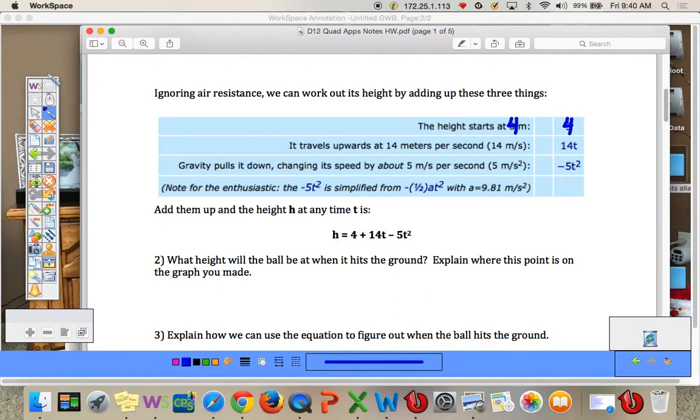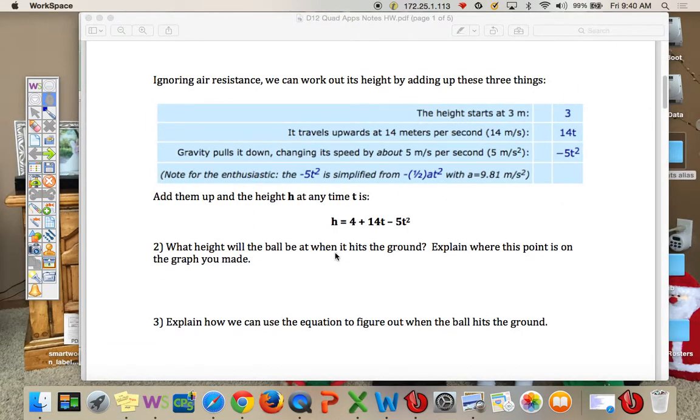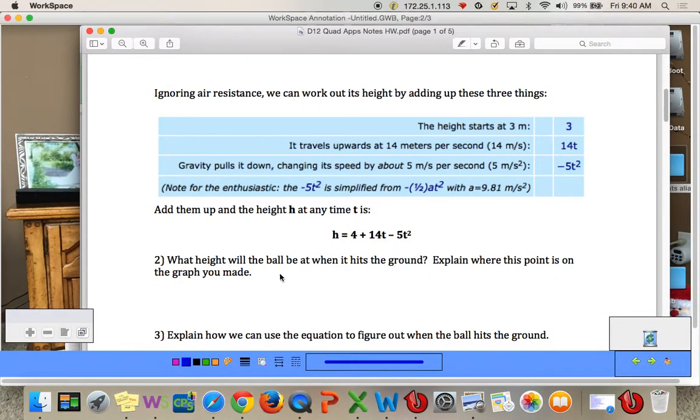What height will the ball be at when it hits the ground? Explain where this point is on the graph that you made. Okay, so we have to figure out this right here. The height is 0. We have to figure out at what time this is 0. So we want to know what the time is when height is 0. So here's what it looks like: 0 equals 4 plus 14t minus 5t squared. Explain how we can use the equation to figure out when the ball hits the ground.